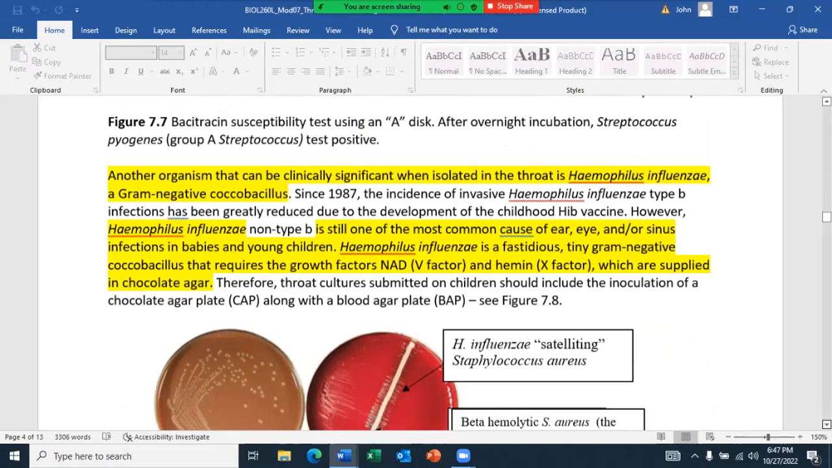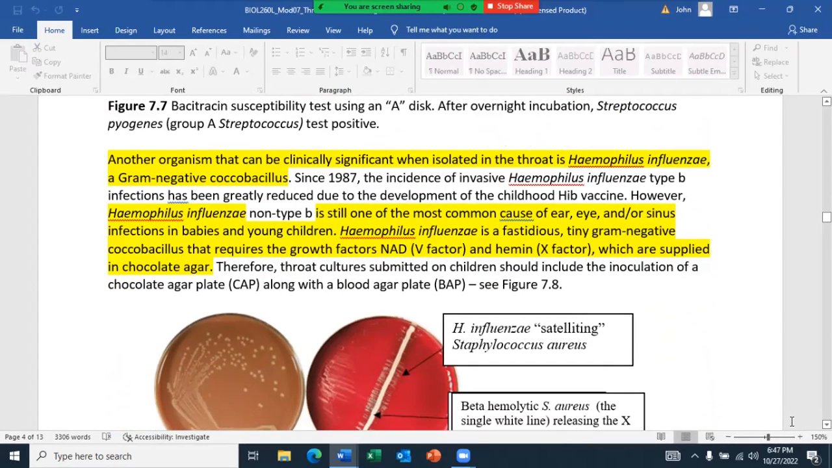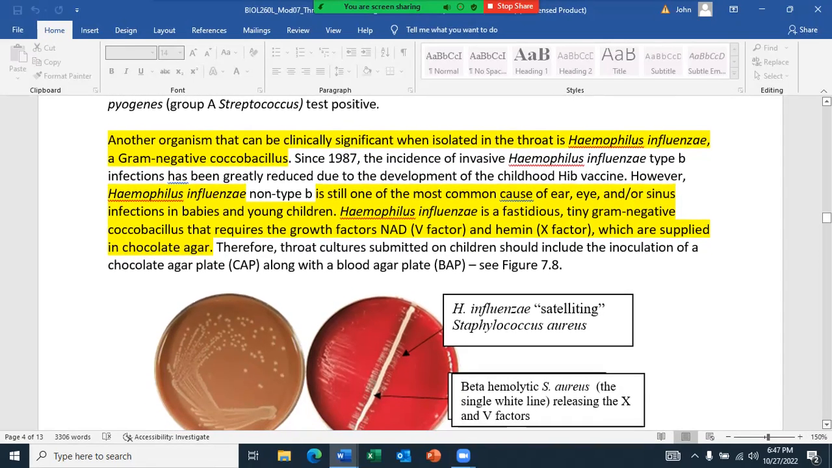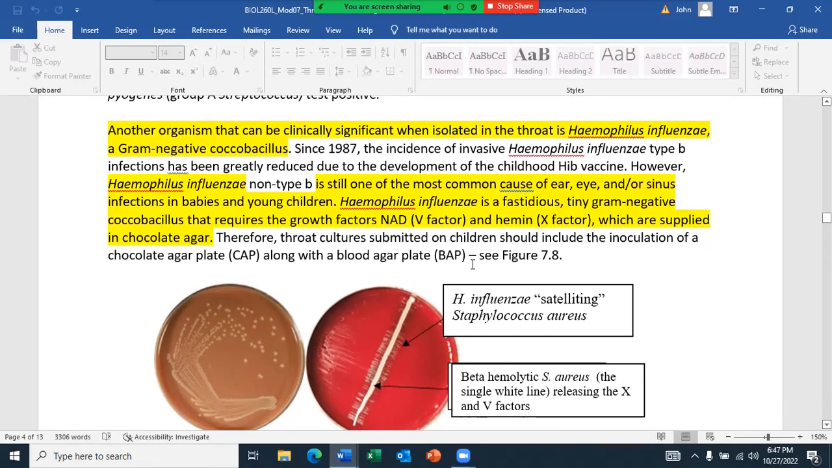All right. Another organism that can be clinically significant from the throat is Haemophilus influenzae. It's a gram-negative coccobacillus. It is a common cause of ear, eye, and sinus infections in babies and young children. Fortunately, older children and adults typically do not get infection with Haemophilus influenzae.